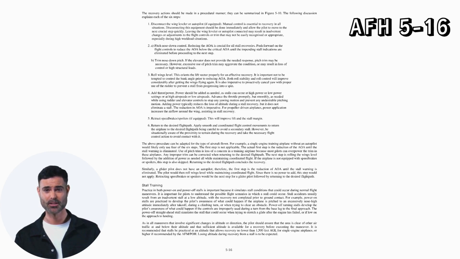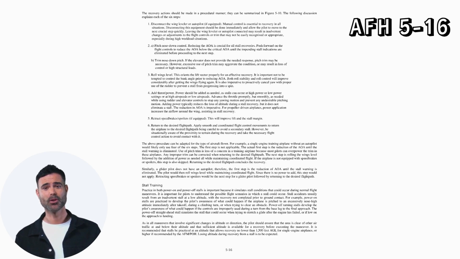Similarly, a glider pilot does not have an autopilot. Therefore, the first step is the reduction of AOA until the stall warning is eliminated. The pilot would then roll wings level while maintaining coordinated flight. Since there is no power to add, this step would not apply. Retracting speed brakes or spoilers would be the next step for a glider pilot, followed by returning to the desired flight path.